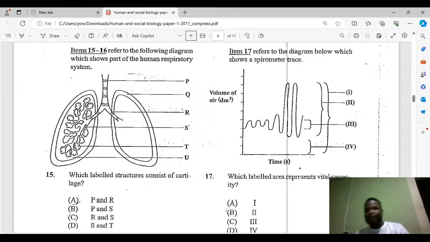Why is it A? They're saying R and P. So A is pretty standard because cartilage forms rings. We can see the ring here, and here, and here. P is a ring, and R is a ring. So remember, cartilage is a ring. That's pretty basic stuff, so A is correct. Beautiful stuff, guys. Let's move along.